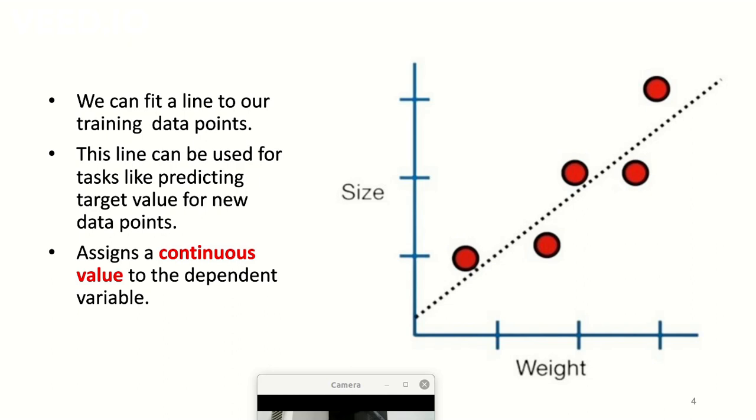So once our model is trained on the training data, that trained model can be used to predict the size from the weight, and it will give us a continuous value of the size. By continuous value, I mean that size can be 1.1 unit, it can be 1.0001 unit. So there can be infinite values for the size.